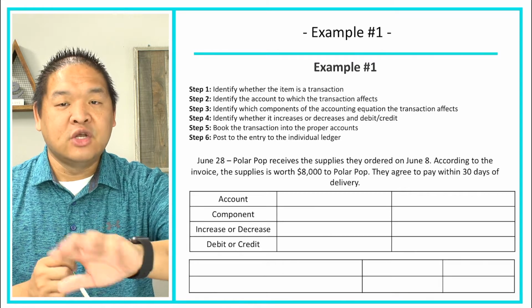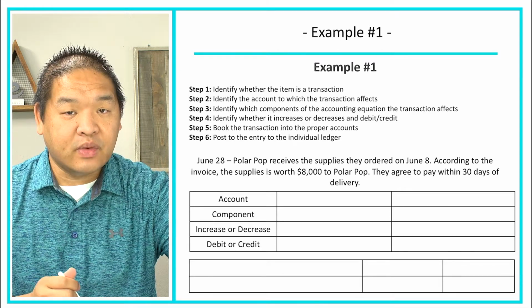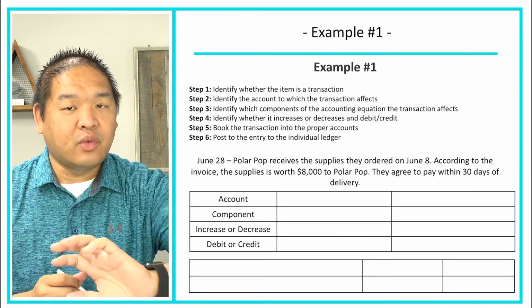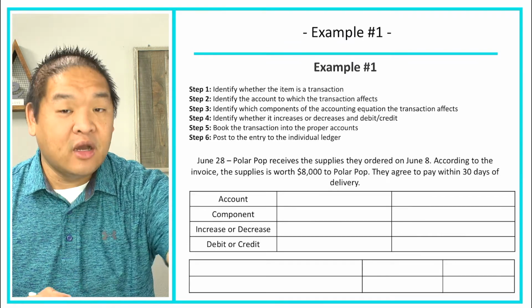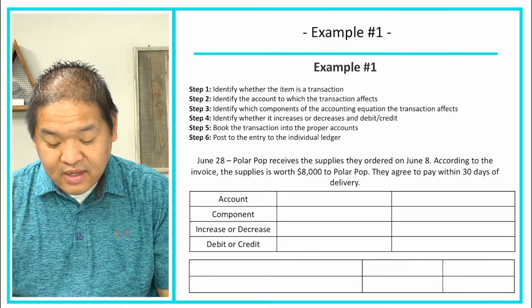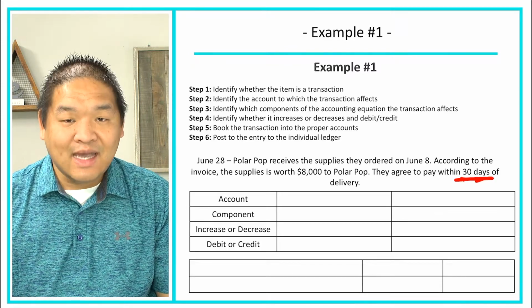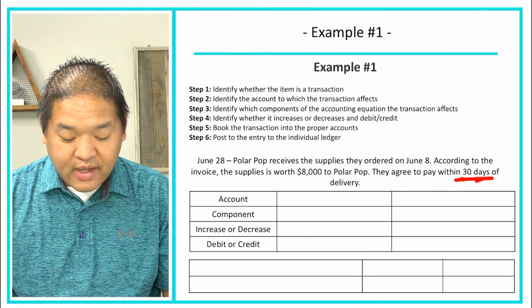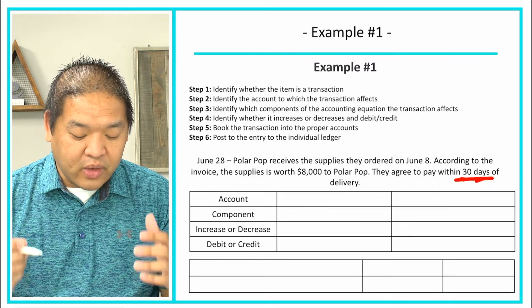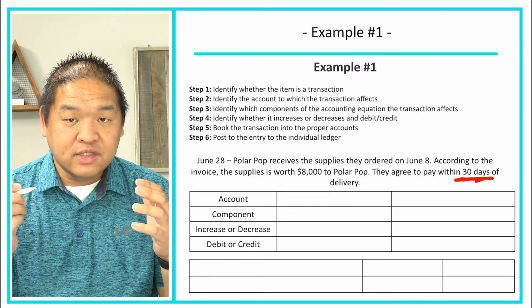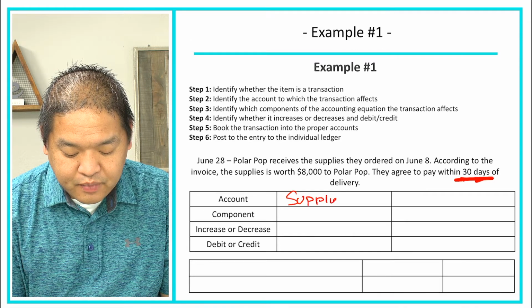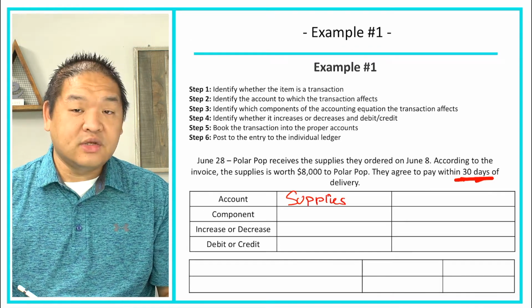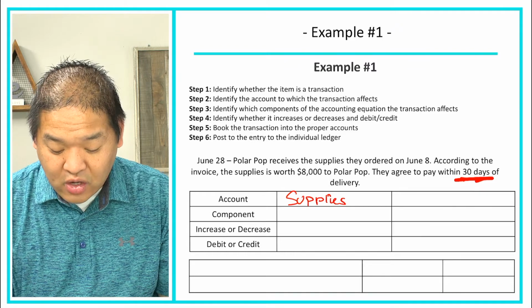We didn't give them cash, so we know that we're not going to use cash, but what are we going to use? We are going to use accounts payable. We are going to pay them when? In 30 days. So with that, what accounts are going to be used here? Well, we are going to use the supplies account because we're receiving supplies. And we're also going to use accounts payable because we owe.